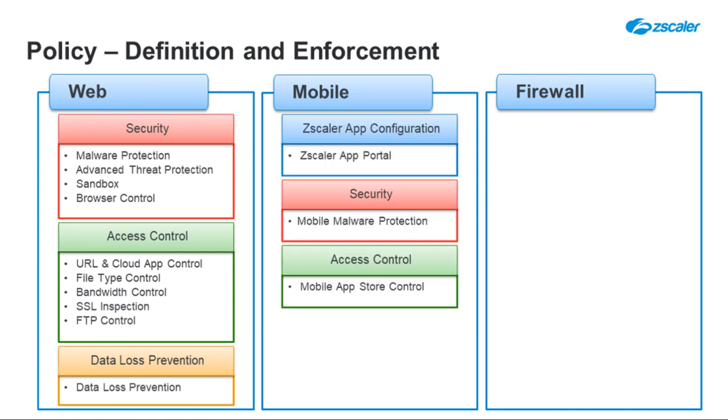The Mobile Policy area also has 3 policy categories: Zscaler App Configuration, Security, and Access Control. The Zscaler App Configuration category contains a link to the Zscaler App Portal, where configurations and policies for the Zscaler App and Secure Agent for mobile can be defined. The Security category contains the ability to set up a policy for mobile malware protection, and the Access Control category allows the definition of policy rules for mobile App Store control.